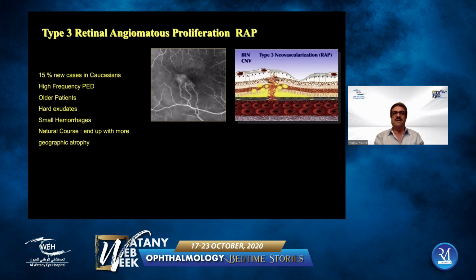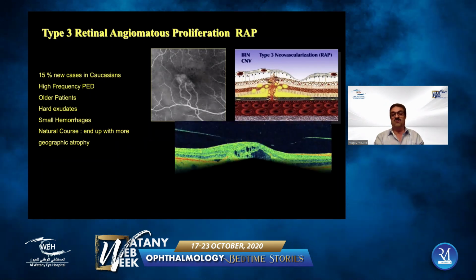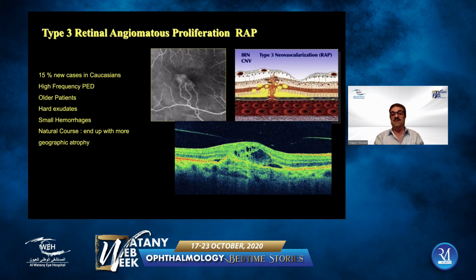The natural course used to be unknown, but nowadays the natural course is not that good. Most of the recent publications say it most commonly ends up with geographic atrophy when you find a RAP lesion. OCT is very diagnostic, and this is a case of intermediate RAP. You see the elevation of the retinal pigment epithelium, the cystoid edema, the intraretinal hard exudates, but it already goes down under the retina.